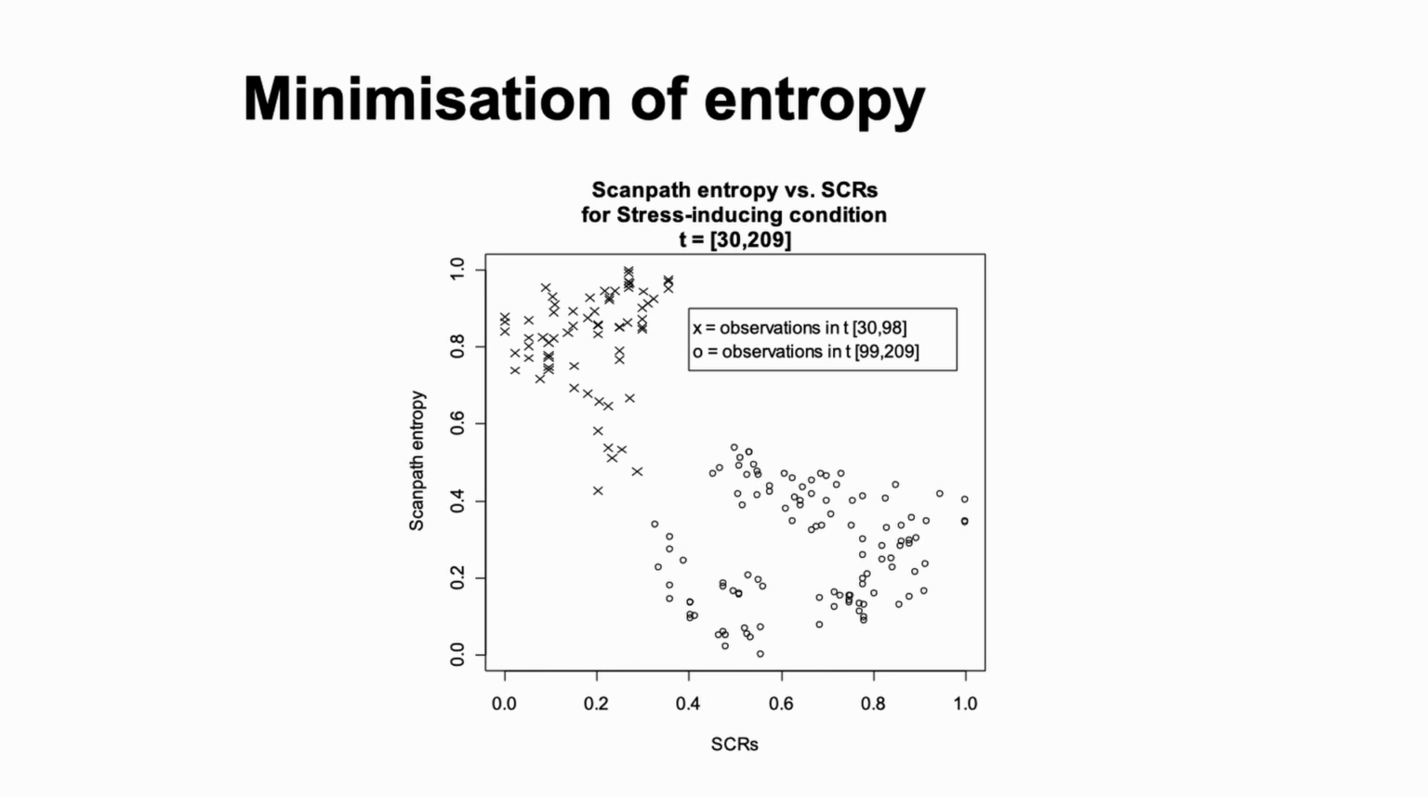This is another example. The cross lines are in the first period of the experience, and the circle lines are in the second period of the experience. And you can see that the number of skin conductance responses on the horizontal axis is inversely related to the scan path entropy. So the higher skin conductance responses correspond to lower entropy, and lower entropy means less surprise. You've adapted, you understand what the environment is.